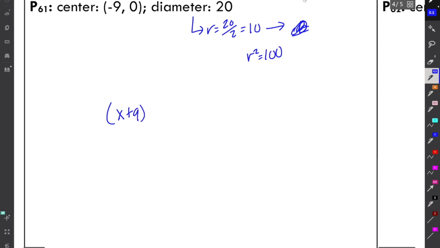61. So this time I'm given the diameter. I can easily find the radius by taking half of that. So my r squared is 100. And then I have my center and I have my r squared. That's all I need to write the equation of the circle. So my circle equation will be x plus 9 squared plus y squared equals 100.